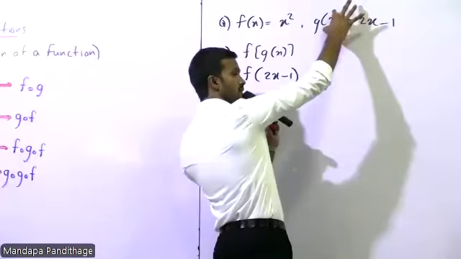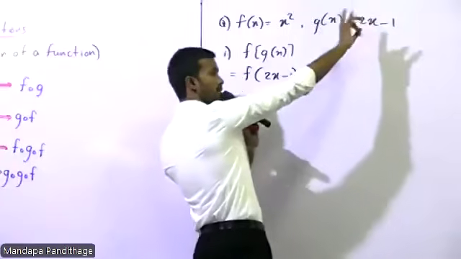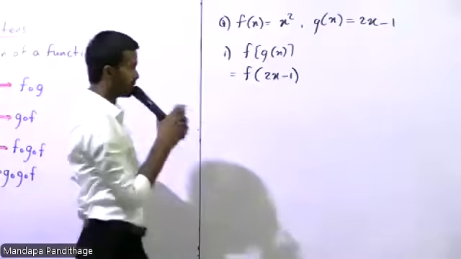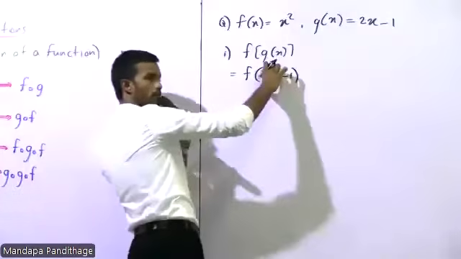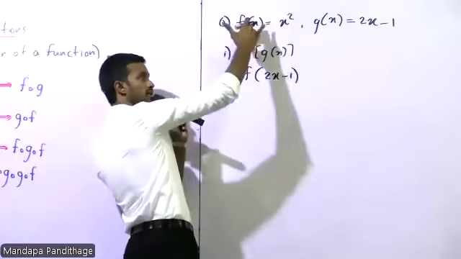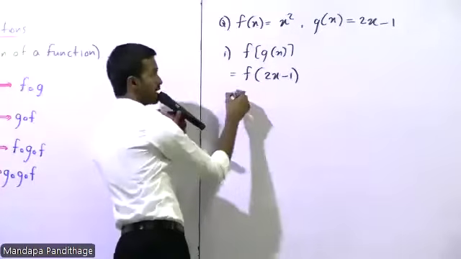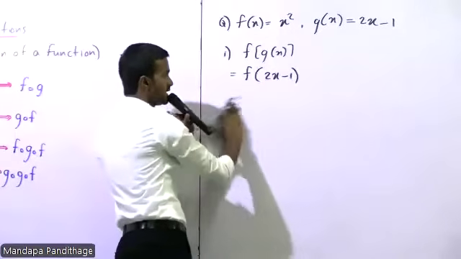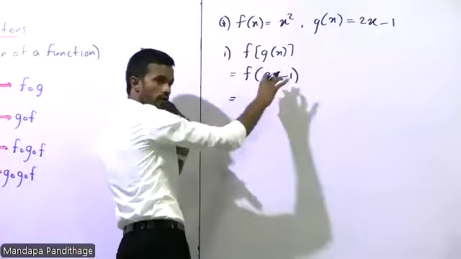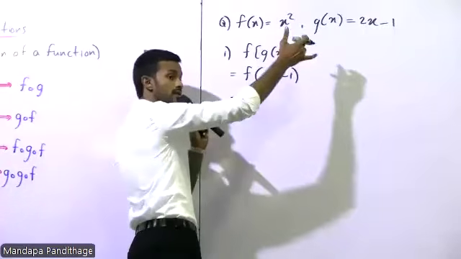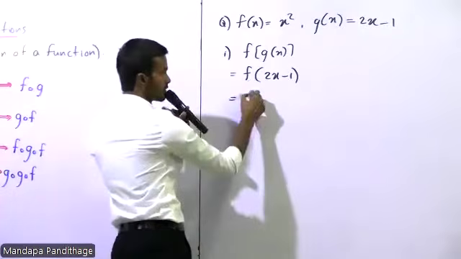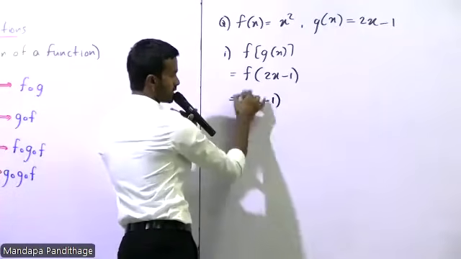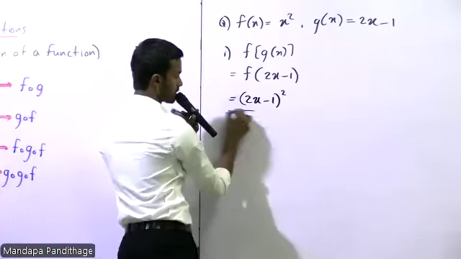If this x has been replaced, even this one should be replaced by the same one. So now I have f of 2x minus 1. I told you what the job of f is: whatever comes inside the function gets squared. So now, what is inside f? It's 2x minus 1, so this entire one gets squared. Clear? This entire one gets squared. So it's (2x minus 1) squared. The entire one gets squared.